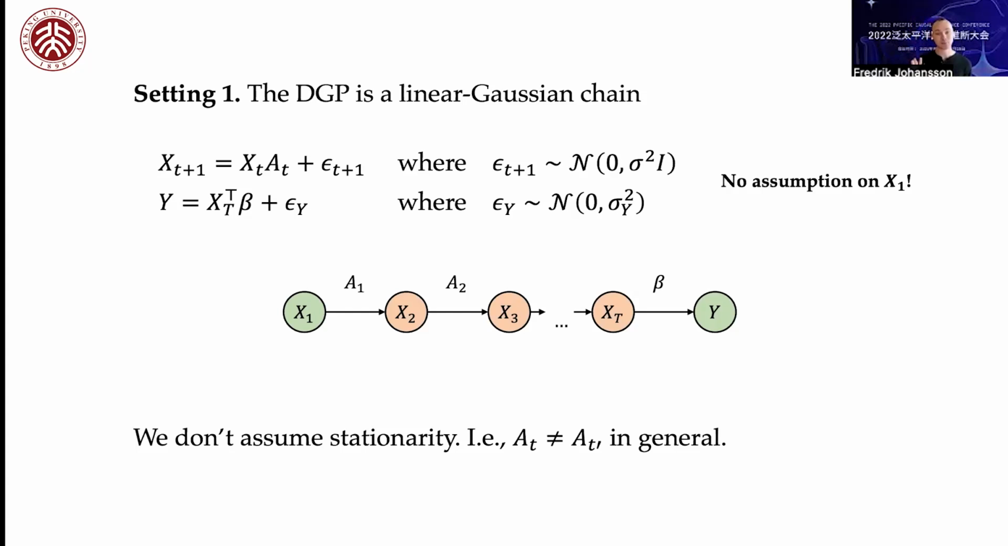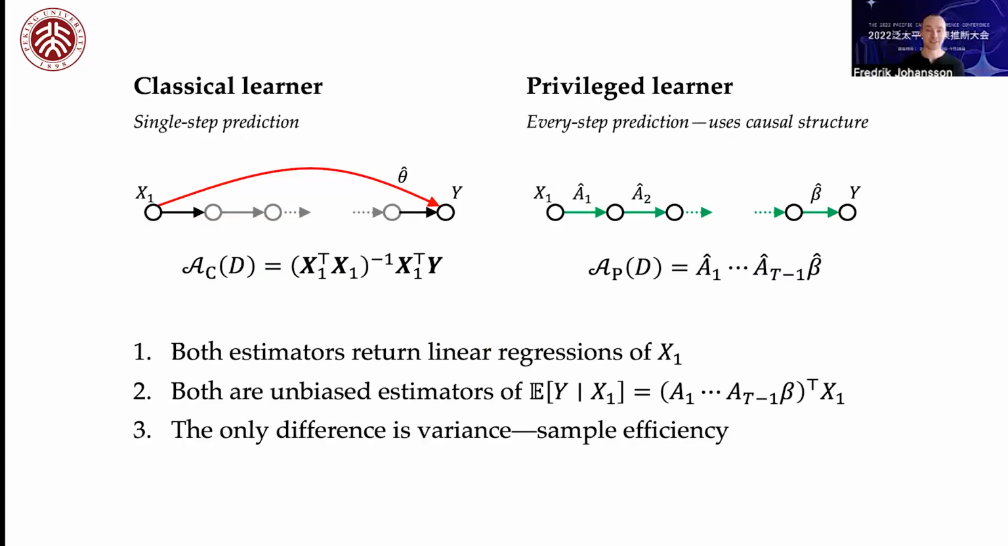We're trying to prove that privileged information is useful, meaning we achieve a smaller expected risk using it than if we don't use it. And of course, we have to say what we mean by use it. And I will compare two very obvious learners. One classical learner, where you don't use the privileged information, you just use samples of x1 and y to learn a prediction of y from x1.